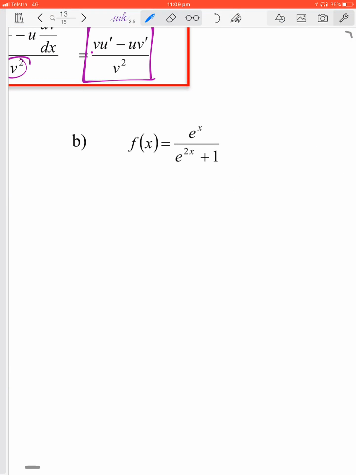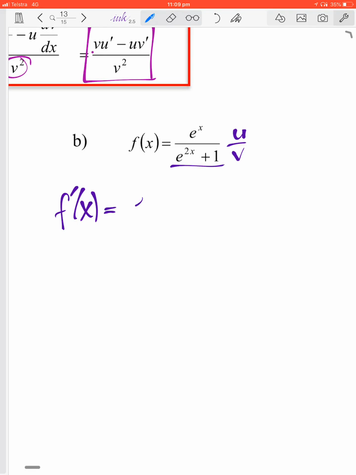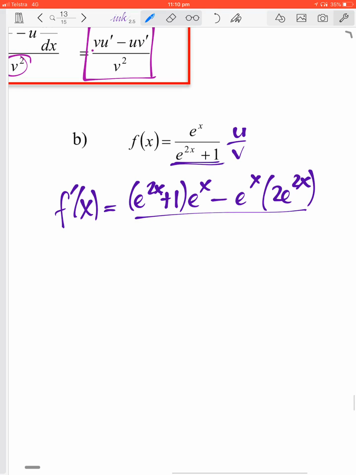Okay, this one here, u, v. We know that our rule f dash x is v, e to the 2x plus 1, times u dash. When I derive e to the x, I just get e to the x, minus v times u dash, u times v dash. So when I derive this, I get 2e to the 2x, all on v squared, (e to the 2x plus 1) squared.